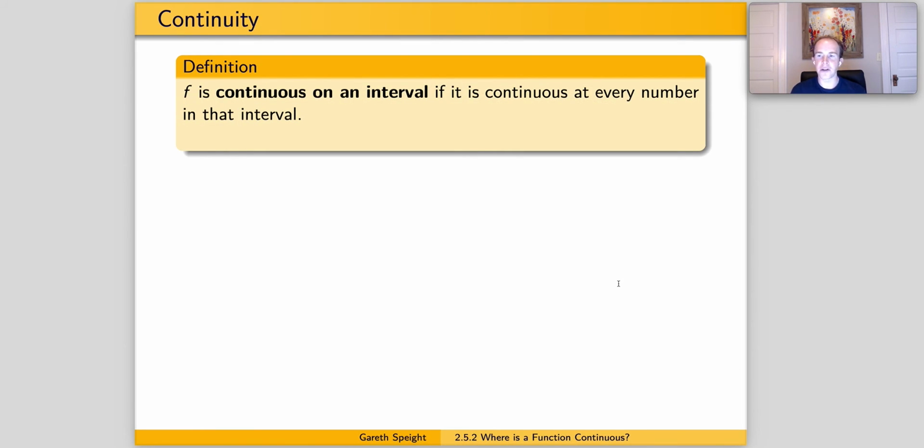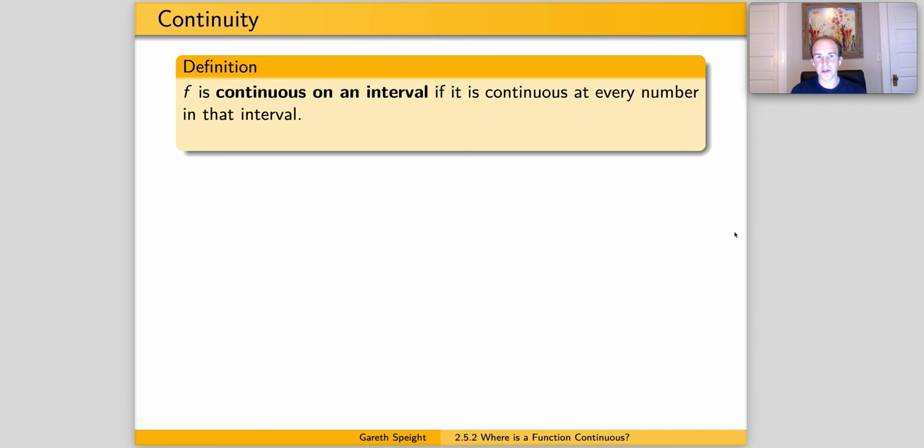So what does it mean for a function to be continuous at more than one point? Well, it just means that it's continuous at all of those points separately. So a function is going to be continuous on an interval if it's continuous at every number in that interval. And here, this is clear, for instance, if I have an open interval. But what about if you have a closed interval, say the closed interval 0, 1?